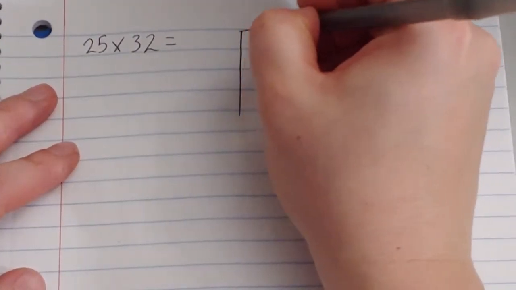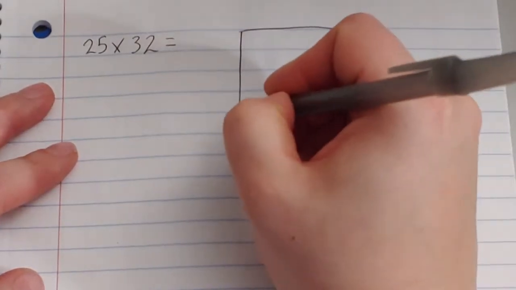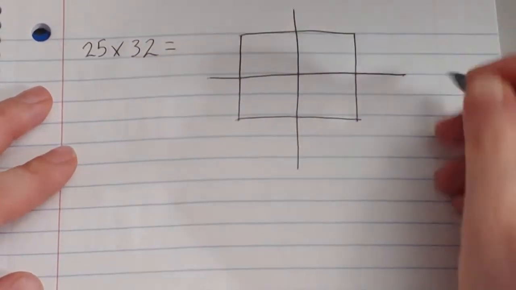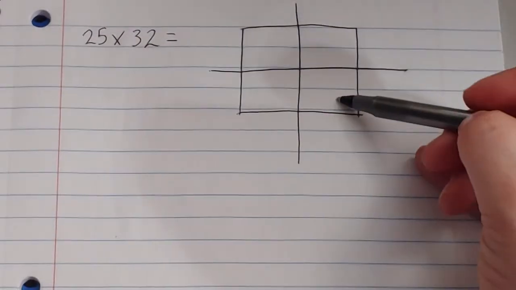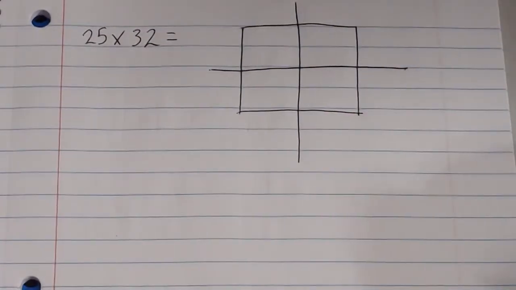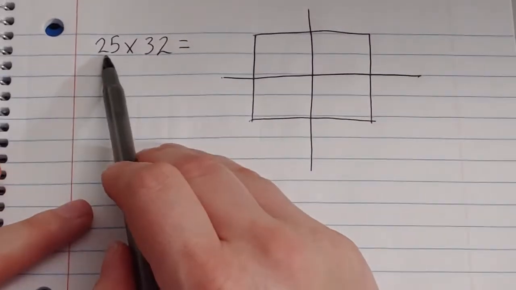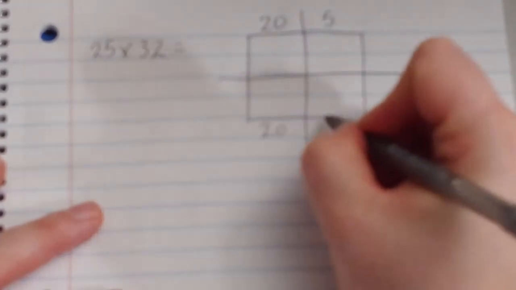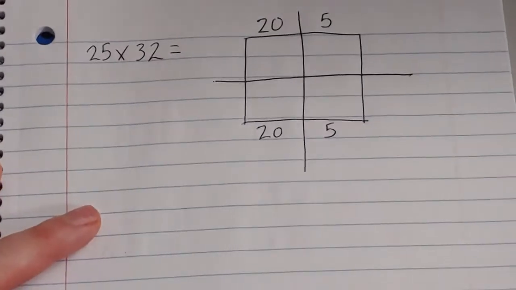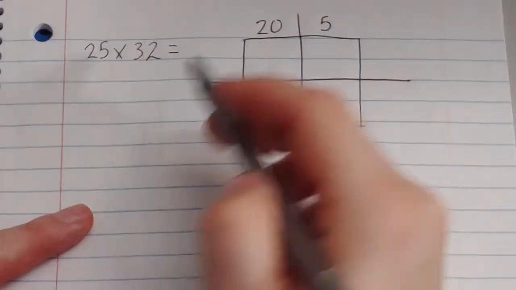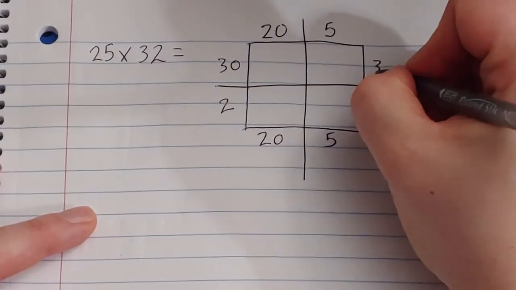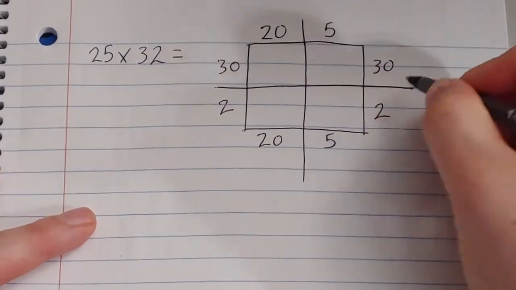Hopefully you remembered this friend here. There's our area model. I don't make mine with little teeny tiny boxes because I don't write teeny tiny. So up here at the top, 25 breaks apart to 20 and 5. I always write them on both ends so then I don't get confused. The other side is 32, so 30 and 2, 30 and 2.